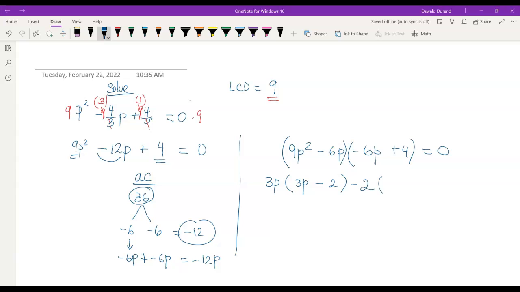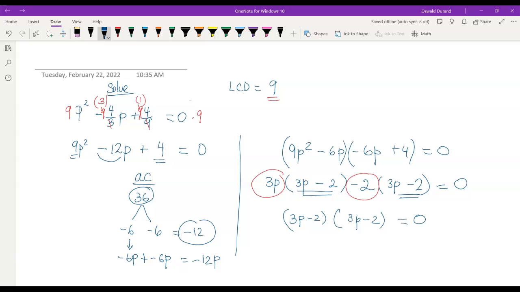So factor out the negative 2, and then you're left with 3p. Negative 2 times 3p is negative 6p, and negative 2 times negative 2 is positive 4. And then you're assuring that these two are the same, equal to 0. Now we can factor out that 3p minus 2. That's my factorization here. And whatever is left is the 3p minus 2 again, in the other set of parentheses, equal to 0. They just happen to be the same.